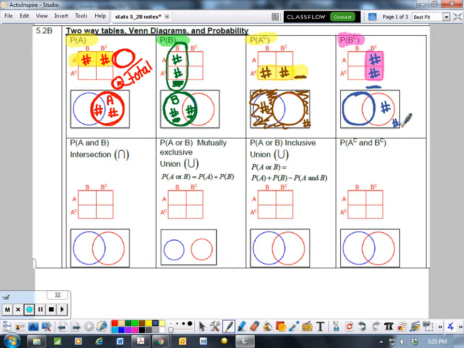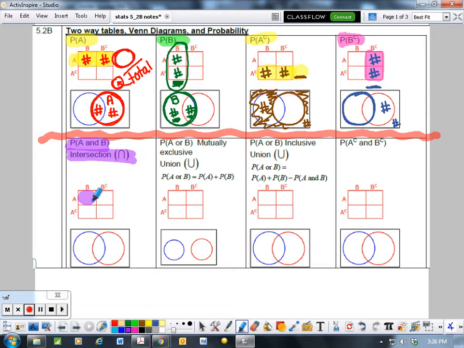Now we're going to start looking at relationships between the two. So now I'm going to look at the probability of A and B. I'm starting to run out of color. So the probability that A and B are both occurring is known as the intersection. And so for that, I would look at A intersect B, where the A row crosses with the B column.